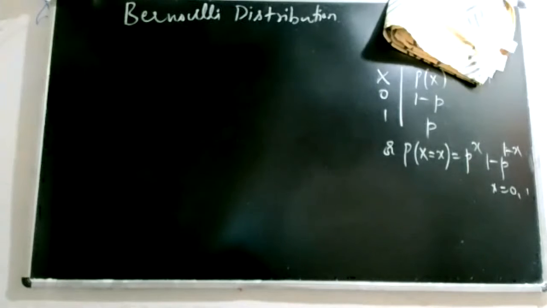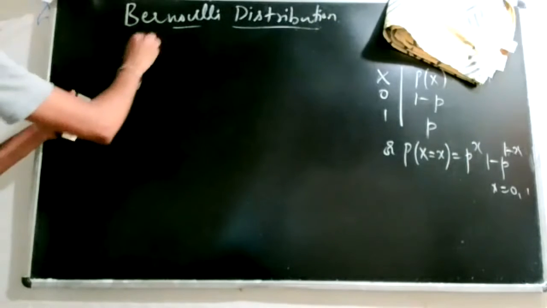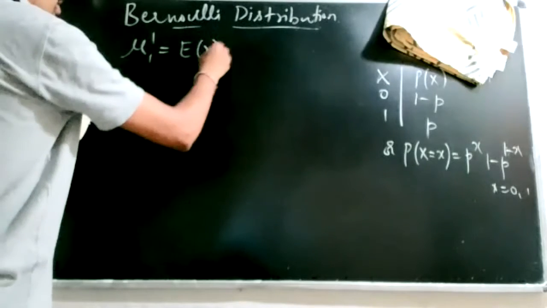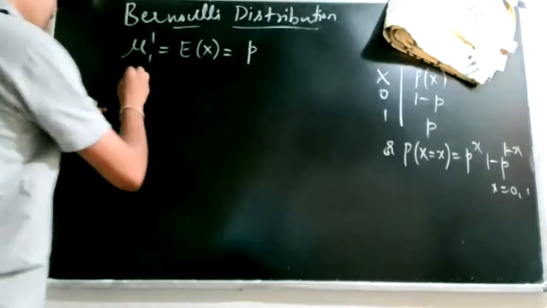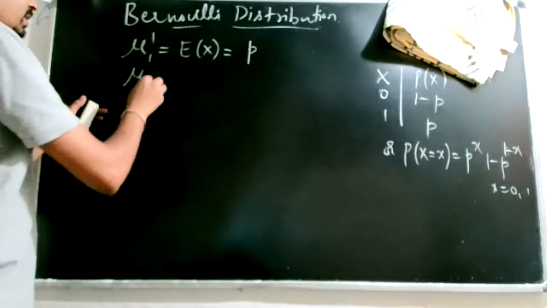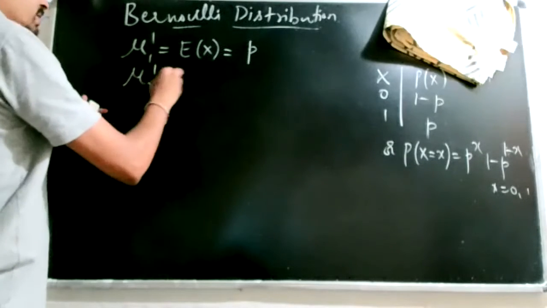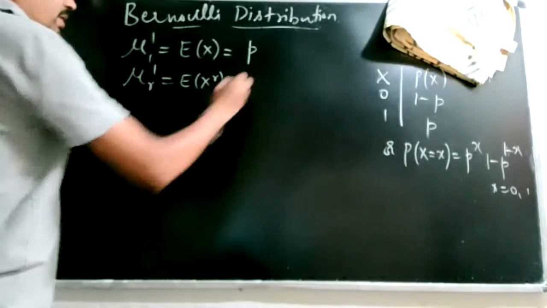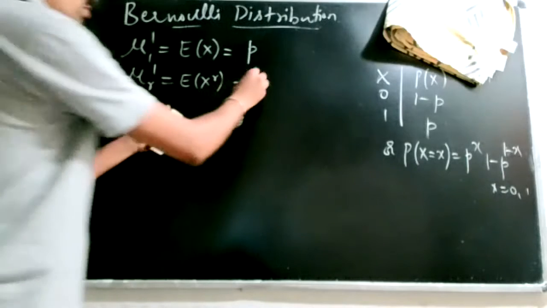Let's just join. Okay, and started deriving the moments. So mu1 dash, the first raw moment about the origin, is the expectation of x, and we observed that it is equal to p. In general, mu r dash, which is the expectation of x to the power of r, that is the r-th moment about the origin, is also equal to p.